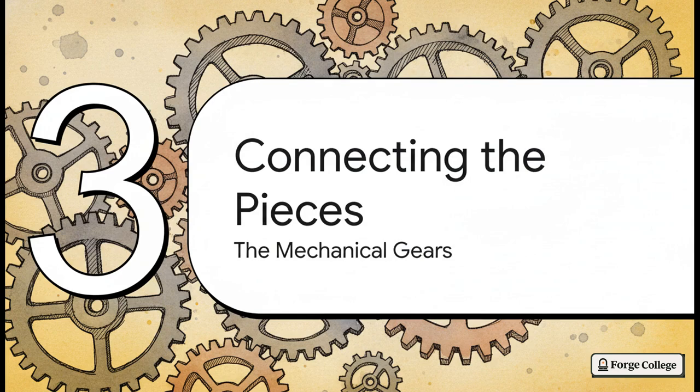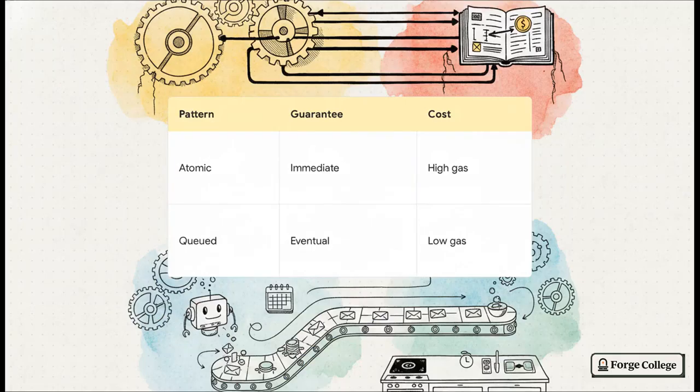Let's look at the mechanical gears that actually run this kitchen. We essentially have 2 main options for wiring these different kitchen stations together. First, we have atomic internal calls. This is a direct call within a single transaction. The big guarantee here is immediate atomicity. That means either the whole thing succeeds flawlessly or the entire operation completely reverts. It's fantastic for strict rules like making sure a token transfer only happens if the ledger successfully updates. But the cost? You're looking at higher gas and much tighter coupling. If you change one contract, you might break the whole chain.